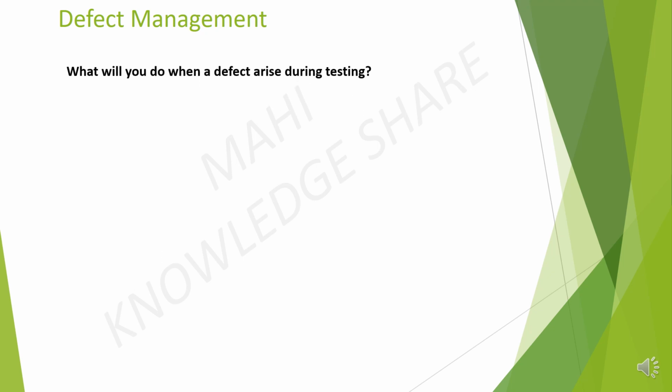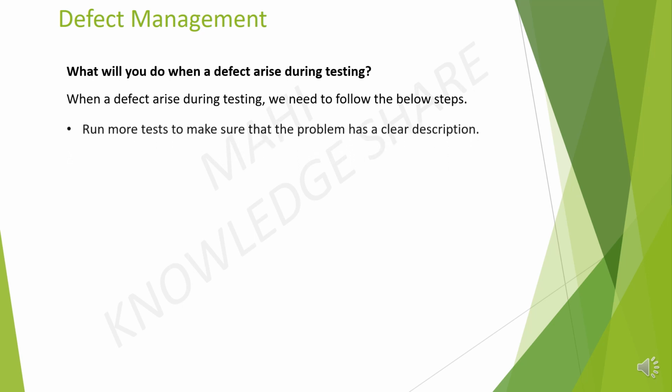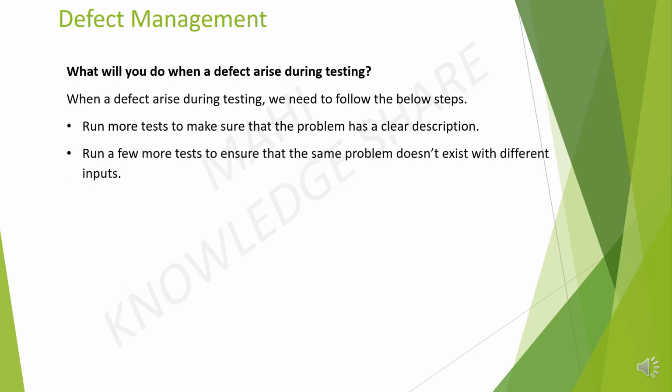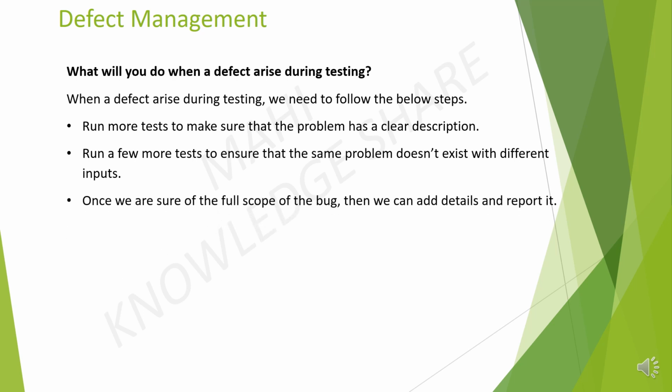What will you do when a defect arises during testing? When a defect arises during testing, we need to follow the below steps. First, run more tests to make sure that the problem has a clear description. Then run a few more tests to ensure that the same problem doesn't occur with different inputs. And once we are sure of the full scope of the bug, then we can add details and report it.